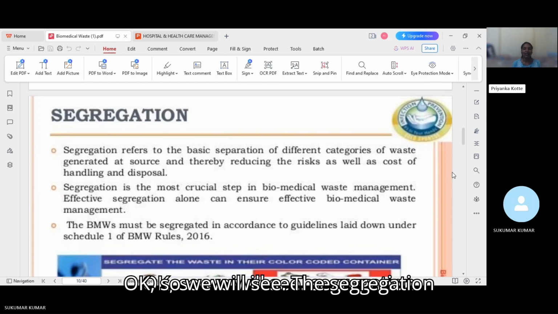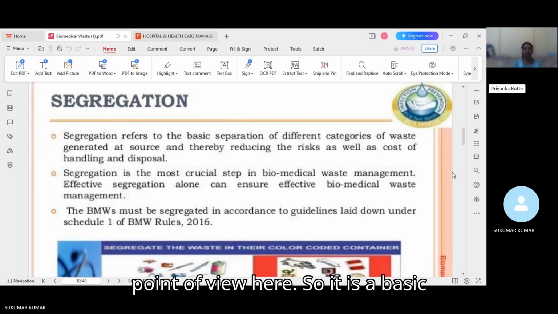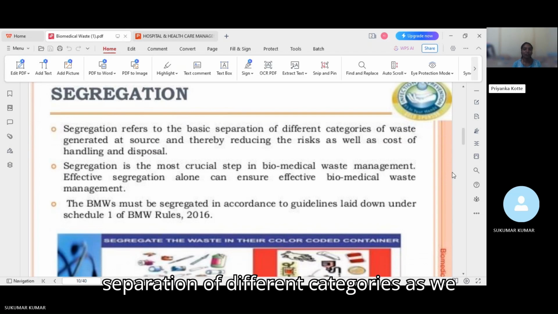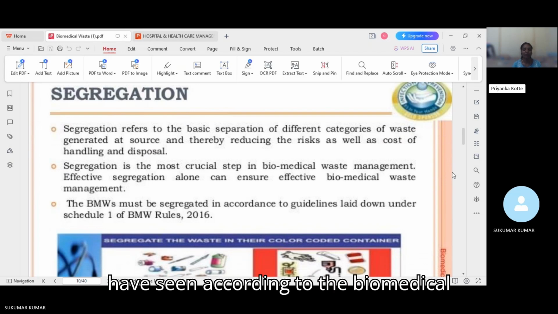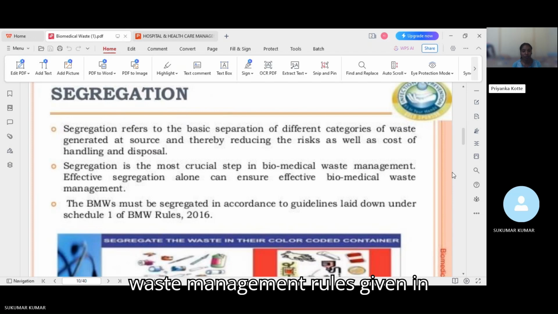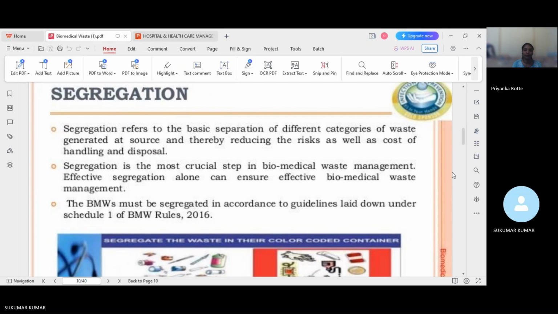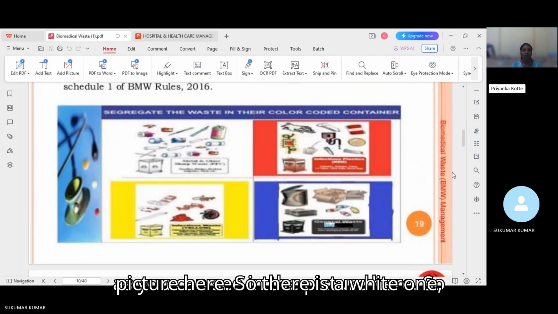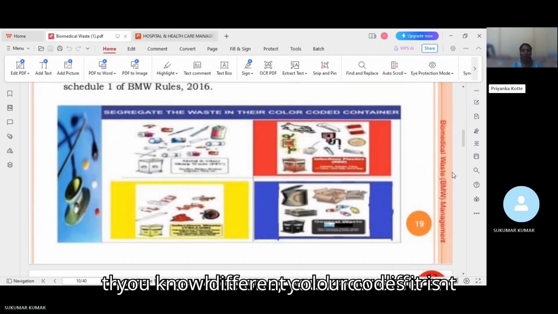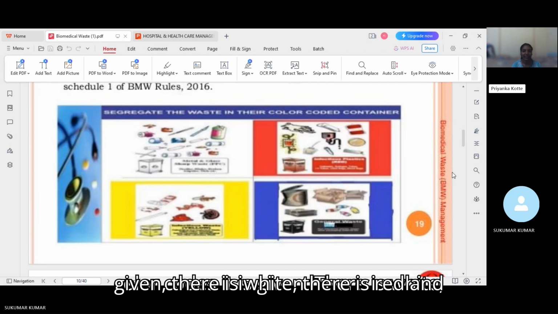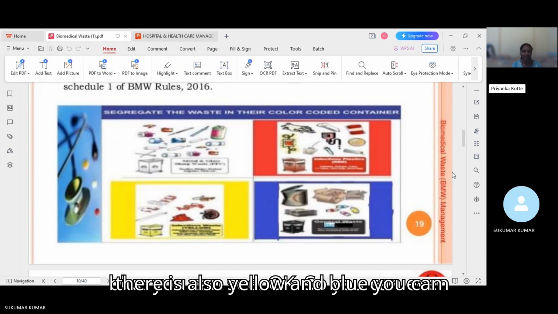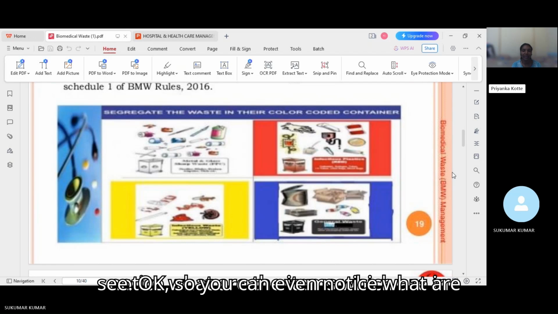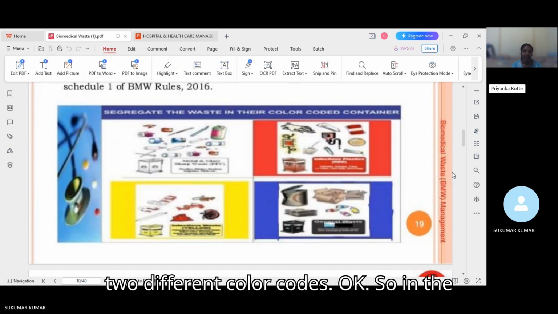Okay, so we will see the segregation point of view here. It is a basic separation of different categories, as we have seen. According to the Biomedical Waste Management Rules given in 2016, it needs to be segregated. Next. Just the picture. As you can see in the picture here, different color codes are given. There's white, there is red, and there is also yellow and blue. You can even notice what the items are in the different color codes.